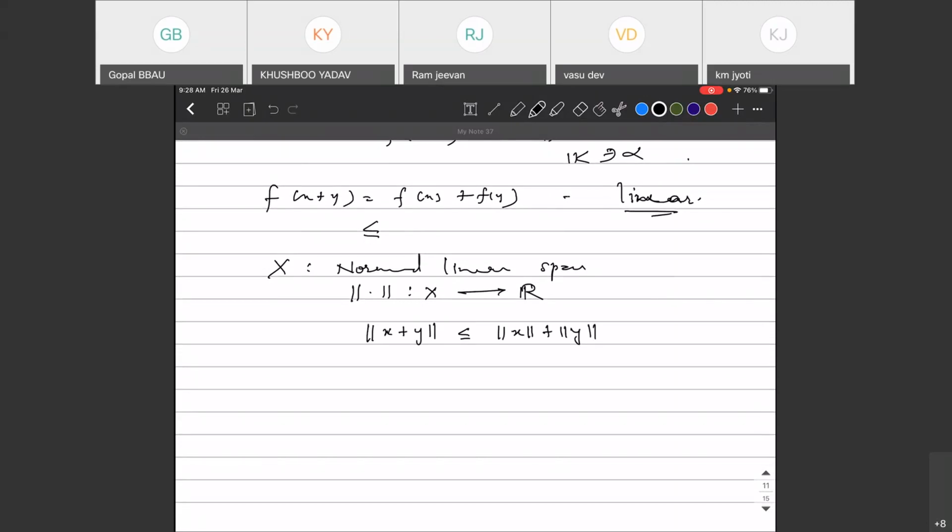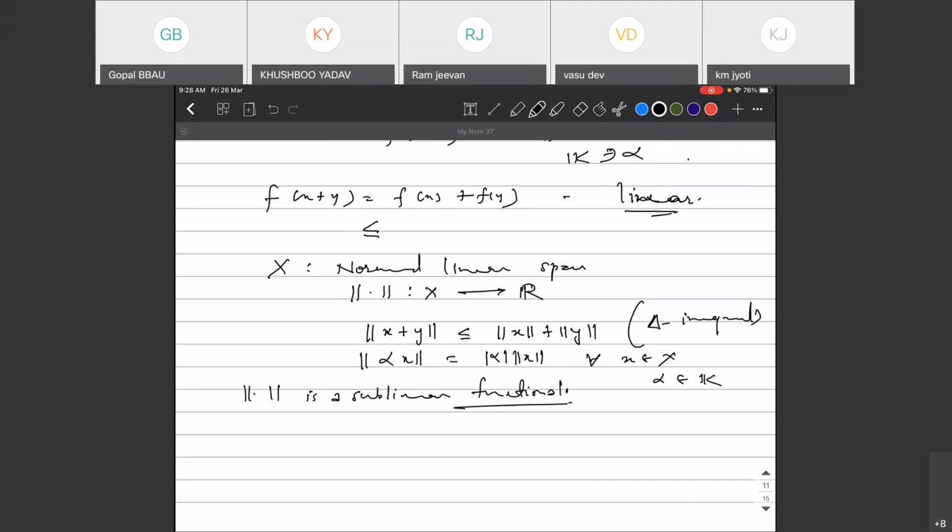Yes, sir. Is it right? So this comes from the triangle inequality. And you know norm of alpha x is mod alpha times norm x. And this is true for all x in X, alpha in K. So this means norm is a sublinear function. Correct? Okay.